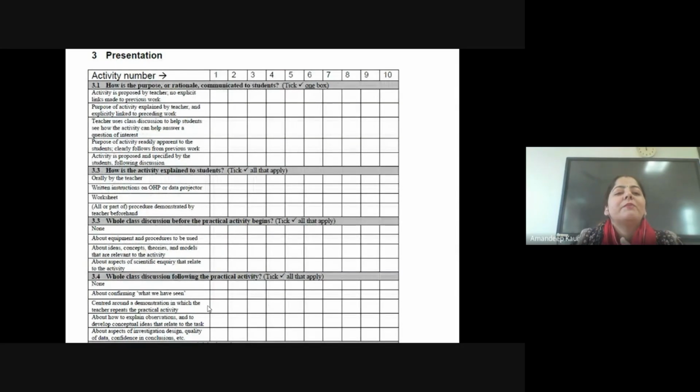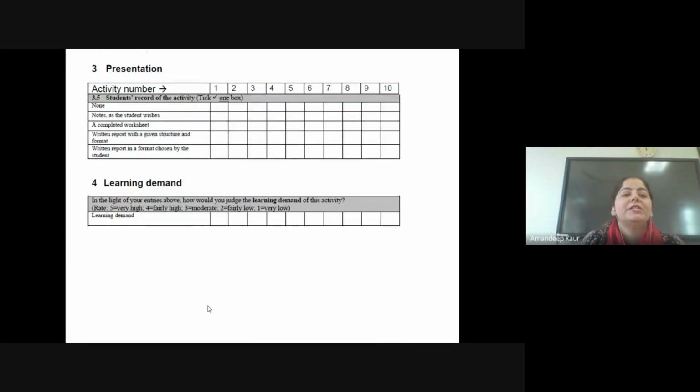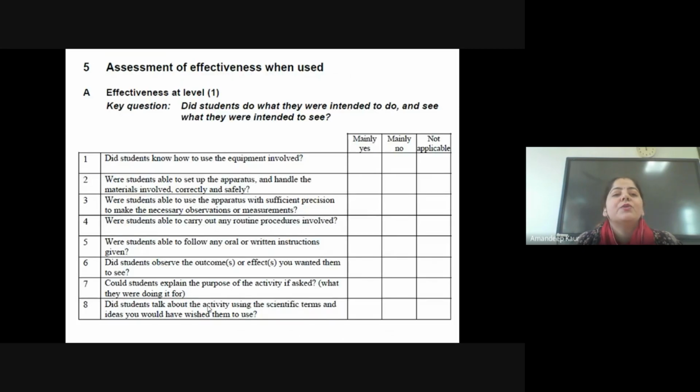When it comes to the presentation, how is the purpose rationally communicated to the student? How is the activity explained to the student? Whole class discussion before the practical activity begins, and following the practical activity, what kind of discussion is organized by the teacher in a class? What kind of student record are we wishing for, and what are the learning demands that also need to be evaluated by the teacher?